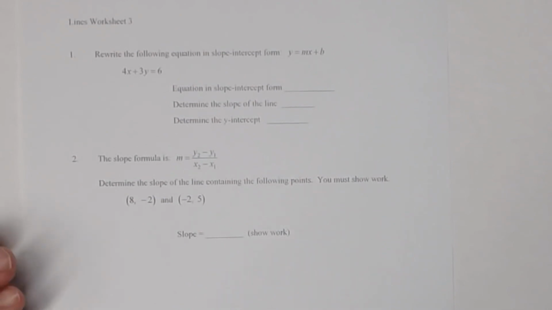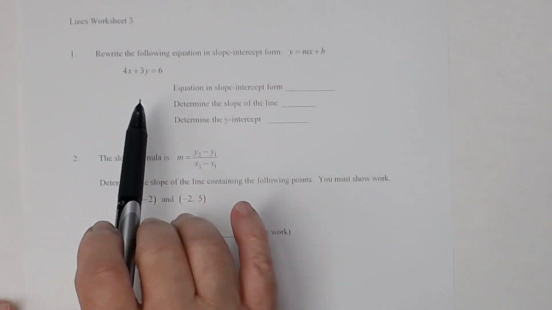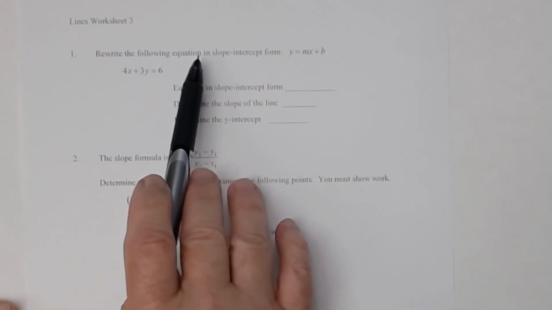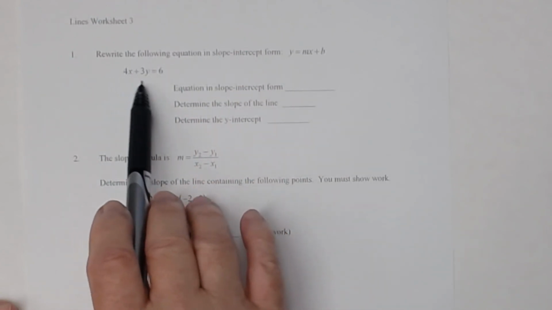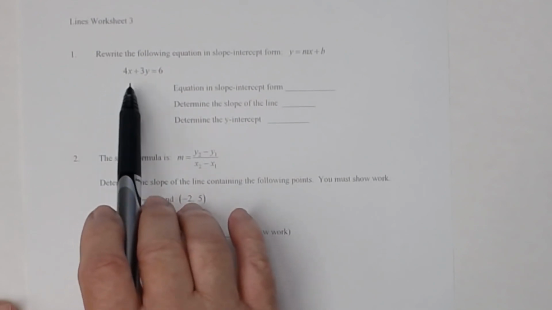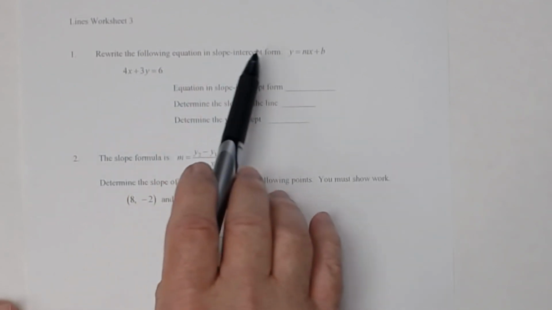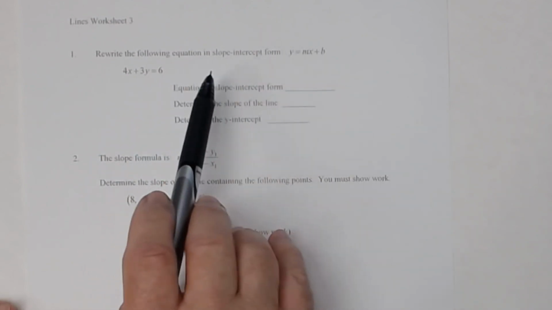All right, so this is the key to the worksheet that's lines worksheet 3. And there are two problems. In the first one, you wanted to rewrite the following equation in slope-intercept form. So you have this equation here, this linear equation, this line, and you want to rewrite it so that way y is by itself. So slope-intercept form, you get y by itself.